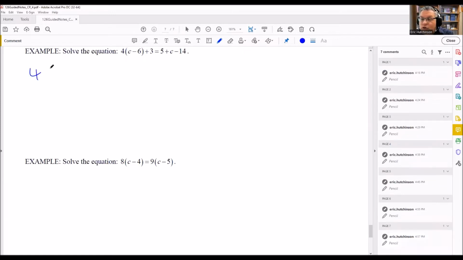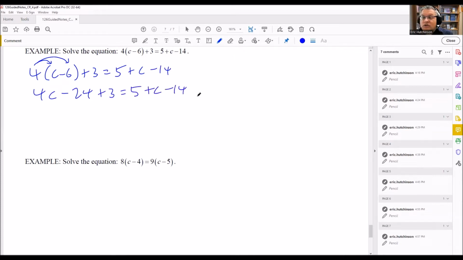Okay, so we have 4 times (c minus 6) plus 3 equals 5 plus (c minus 14). What I'm going to do here is I'm going to do multiplication first, distributive property, to multiply by both things inside there. So I get 4 times c, and then 4 times 6 is going to be 24. And everything else is the same. So that's the first thing I did, was the multiplication step.